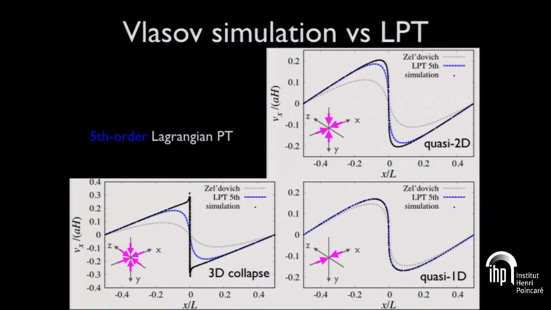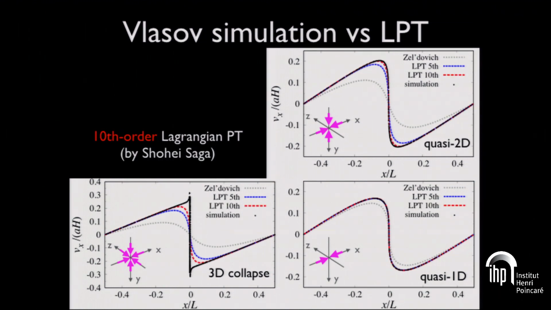And so fifth order is not sufficient to describe these two cases. So Shohei Saga gave me a 10th order, and what is this? The red one is the 10th order. And now for the quasi-2D initial condition, it's almost perfect. Agreement is perfect. But still, in the 3D collapse, we still have some discrepancy. But now he has the full expression up to 10th order, with which we can keep track of how the prediction converges to something.